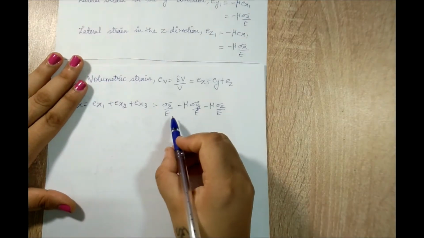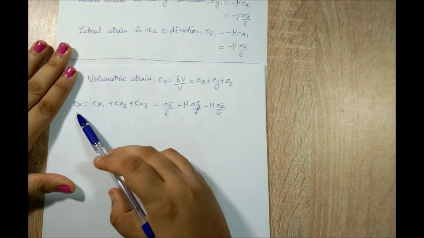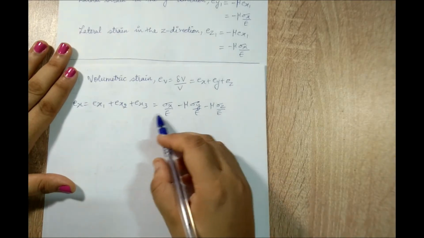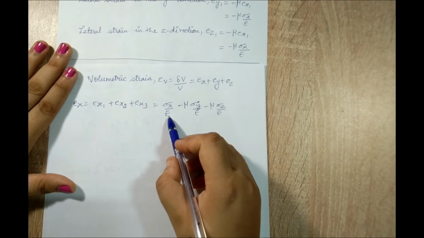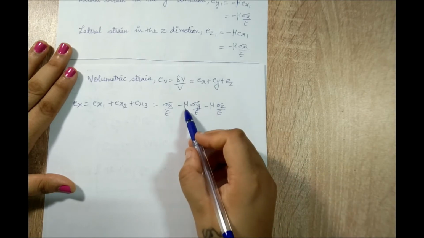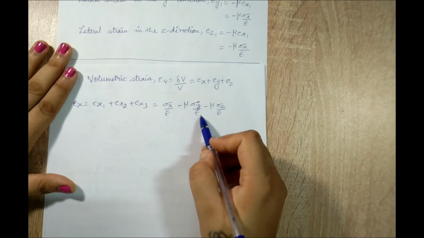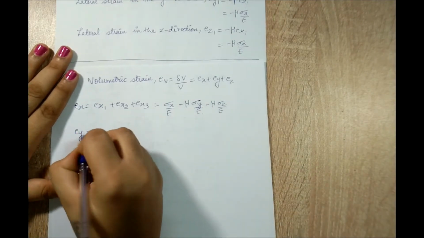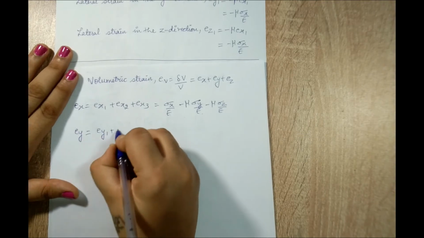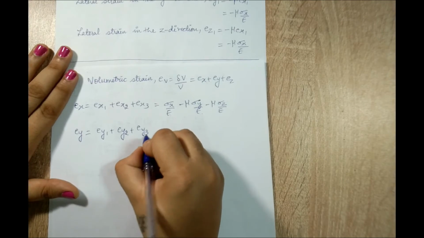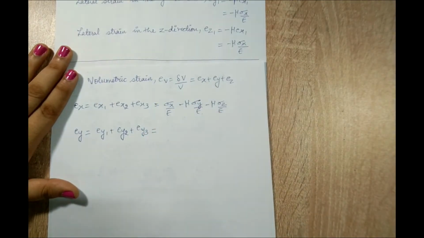Now I'll show you a very simple technique for remembering this. Ex is the strain that we are focusing on. So sigma x upon E is the linear side, and obviously the rest two are going to be the lateral dimensions. So I can directly write minus mu into sigma y upon E minus mu into sigma z upon E. Now I will show you one example for Ey, so it will be easy for you to remember, because while solving problems you obviously have to recollect these formulas again. This is one of the easiest ways to remember.